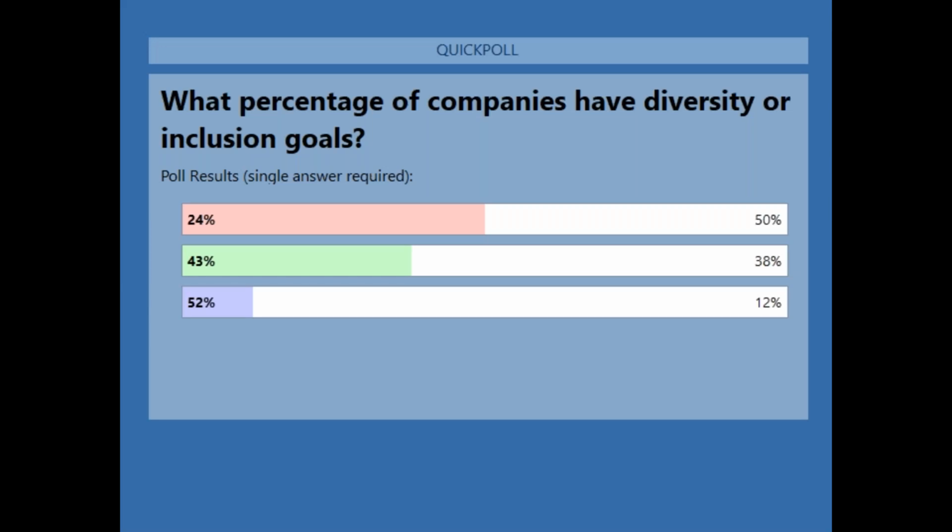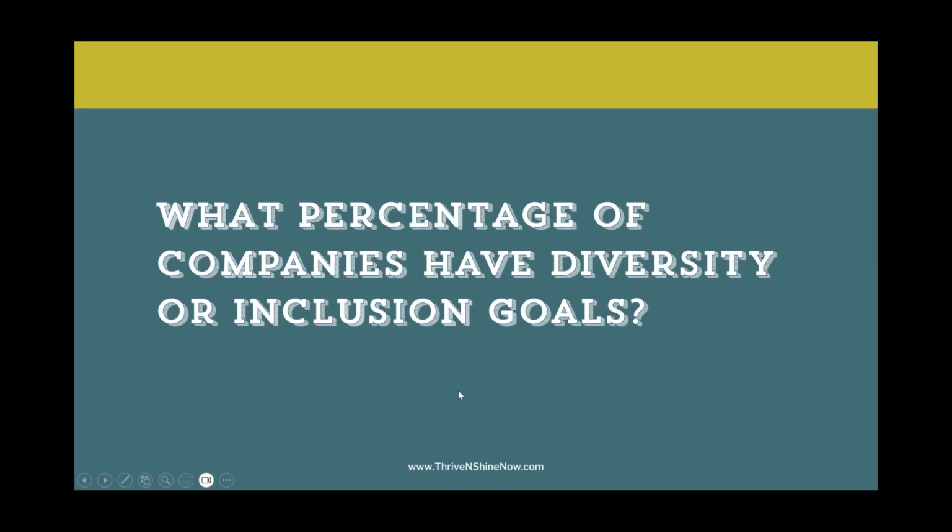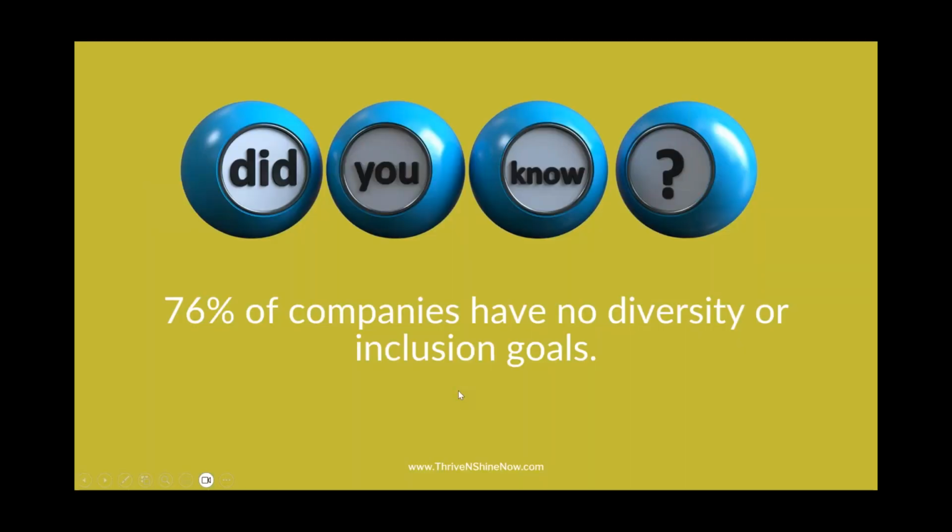Okay, so it looks like the majority of folks are saying about 24%. Then we've got folks saying 43%, and then the smaller number, 52%. And so, yes, for those of you who said 24%, 76% of companies do not have diversity, equity, or inclusion goals.